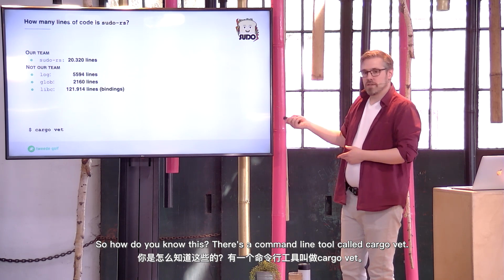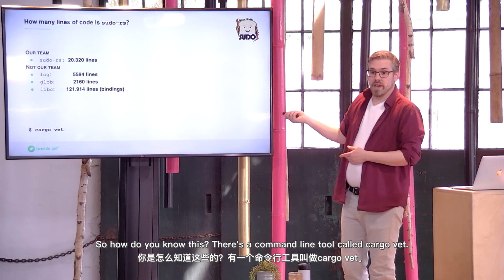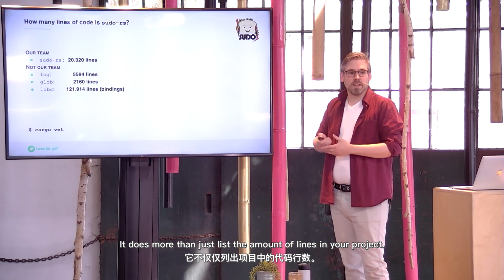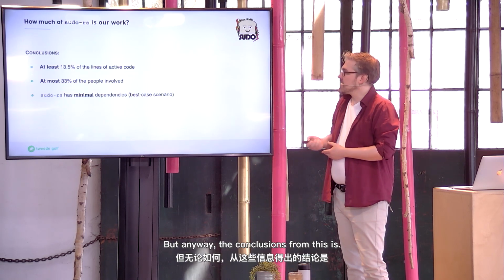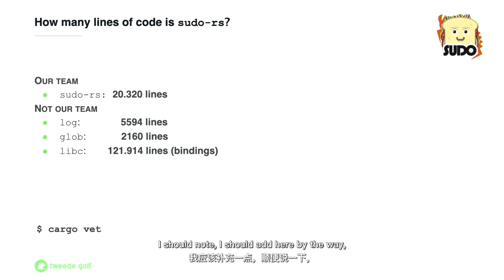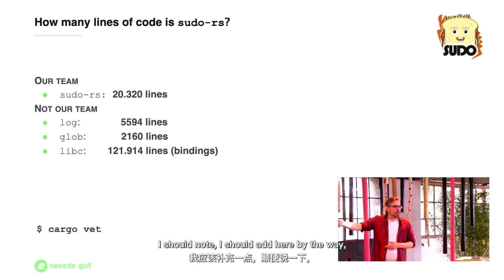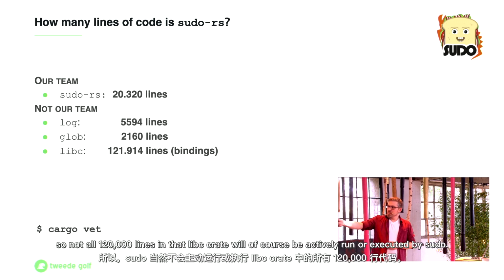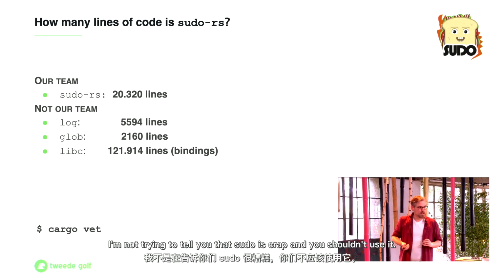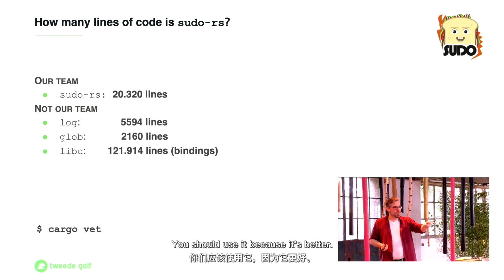So how do you know this? There's a command line tool called cargo vet. It does more than just list the amount of lines in your project. But anyway, the conclusions from this. I should add here, by the way, not all 120,000 lines in that libc crate will, of course, be actively run or executed by sudo. I'm trying to defend sudo here. I'm not trying to tell you that sudo is crap and you shouldn't use it. You should use it because it's better.